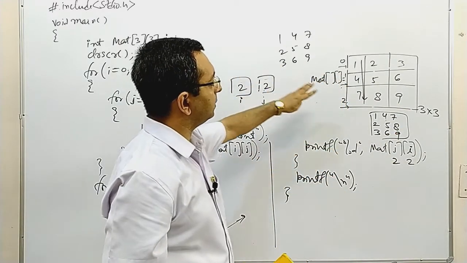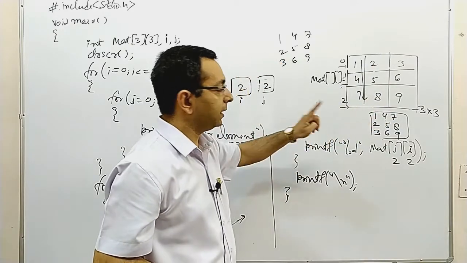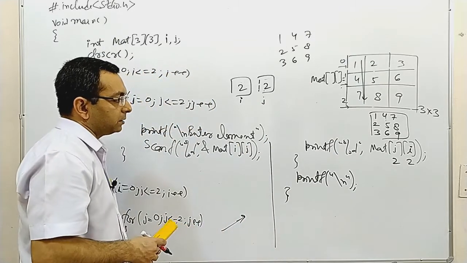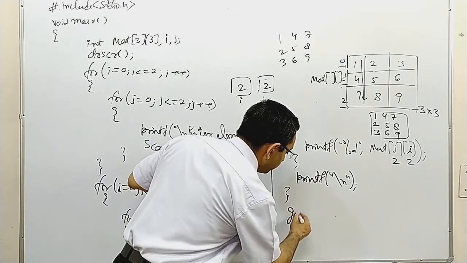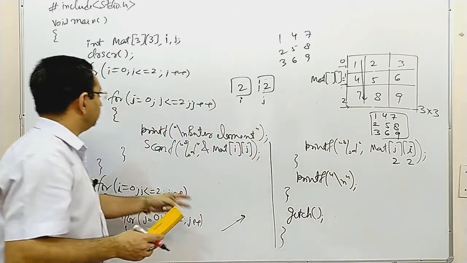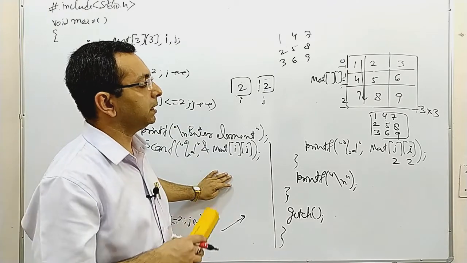So now you can check the matrix is now transposed. Actually the matrix is not transposed. We are just printing it as a transpose matrix. Fine. That's it. Now we are writing getch and then closing the main function. So I hope this program of transpose matrix is now clear to you.